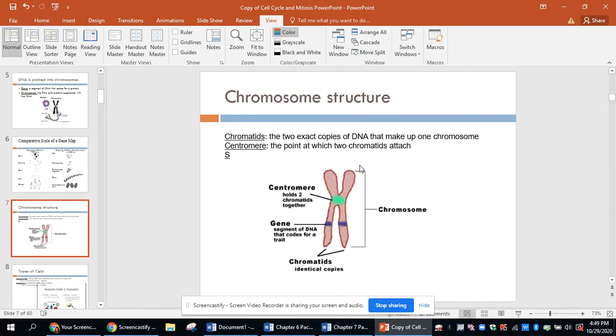If we look at it in a little bit more detail, each of those sides are called sister chromatids, where they're still attached. That's a centromere. Portions of the DNA that code for a protein are called genes.